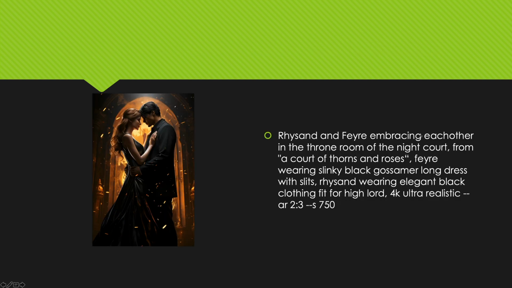All right, so here's an example of something where we're taking romance tropes and we're trying to make the image look good and have the two distinct characters. So we've got these characters from a series called A Court of Thorns and Roses. They're named Rhysand and Feyre. So it says Rhysand and Feyre embracing each other in the throne room of the Night Court from A Court of Thorns and Roses. Feyre wearing slinky black gossamer long dress. Rhysand wearing elegant black clothing fit for a high lord.